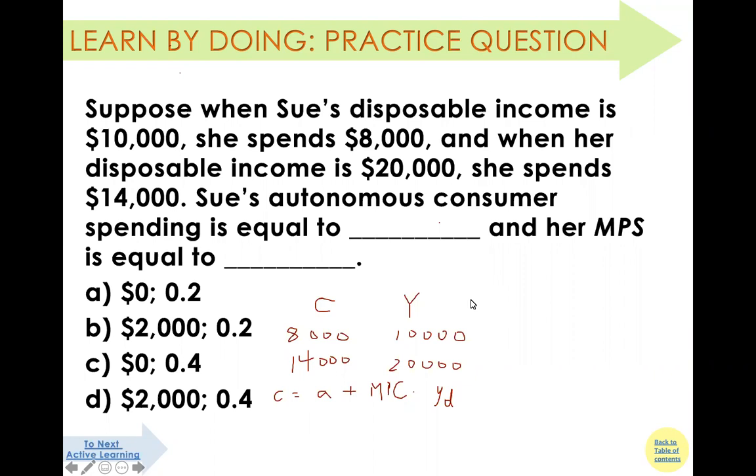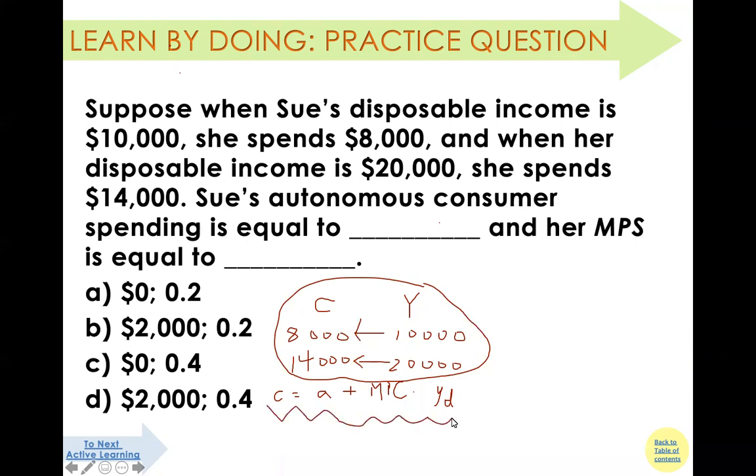All right, so let's look at this together. I just write down the information here. If Sue's income is 10,000, she's going to spend 8,000. If her income is 20,000, she's going to spend 14,000. And we just learned this equation, C equals A plus MPC times YD. First, we need to find out what MPC is. How are we going to get MPC? The MPC is going to equal the change in consumption divided by the change in income.